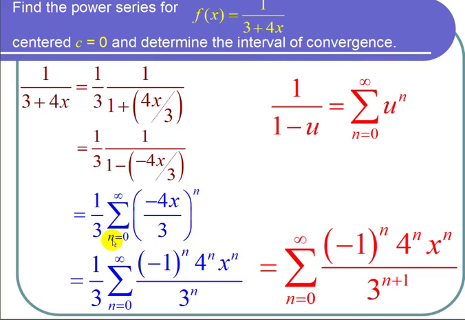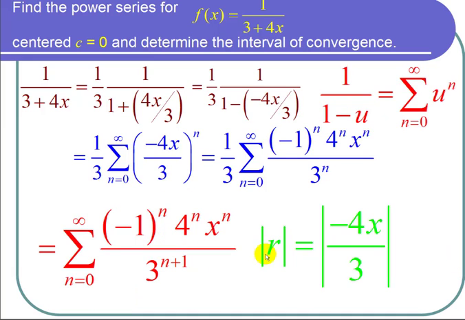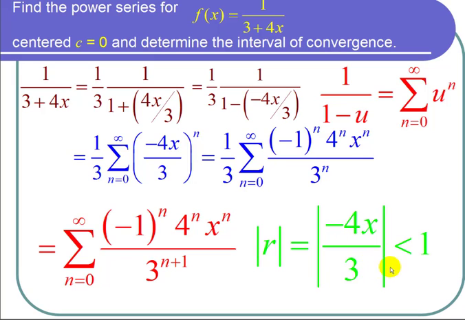So I'm going to use this first form I had, which was 1/3 times the summation of negative 4x over 3 to the n, and realize that this is a geometric series, and r in this geometric series is negative 4x over 3. So I could use the geometric series test and say that the absolute value of r is equal to the absolute value of negative 4x over 3, and I want to compare that with 1.